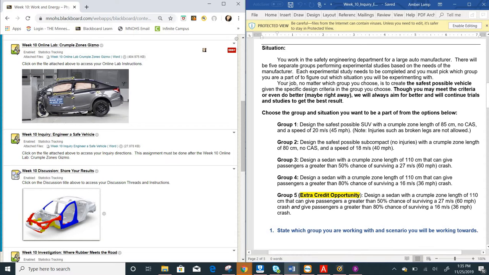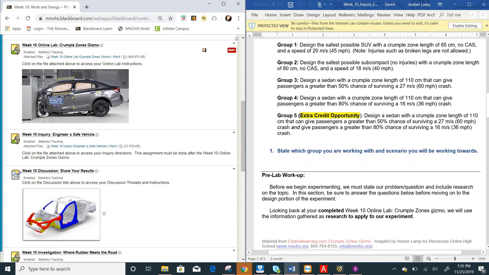Now if you pick group number 5, there's an extra credit opportunity because you have 2 scenarios that have to basically mesh together. The reason this is extra credit is that in order for group 5 to work, you basically have to do group 3 first and then do group 4. Based on the data you get from group 3 will determine how you set up group 4. So group 5 is basically 2 sets of trials versus just doing the one experiment.